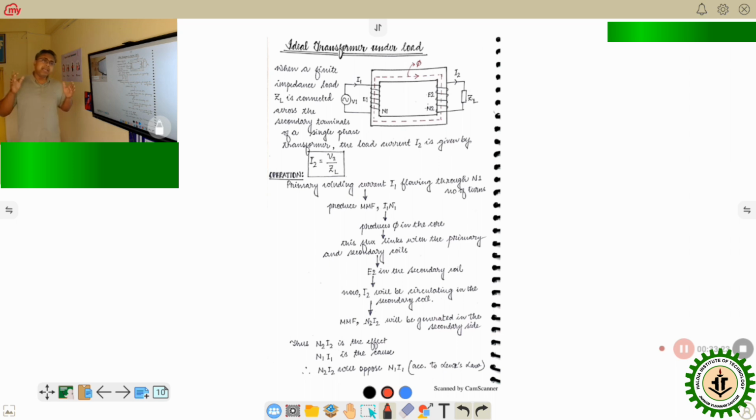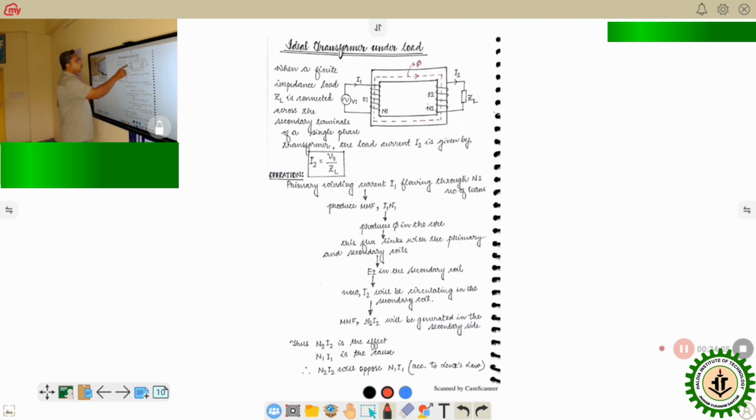What is the basic difference between no load operation and on load operation? The basic difference is that I2 comes into picture. Under no load I2 was 0, but now I2 is not 0. So what will be the operation? I have written it step by step, try to understand step by step. Whenever I connect a supply voltage V1, I1 current is generated because the primary winding is a closed circuit. It will give rise to an I1 current.